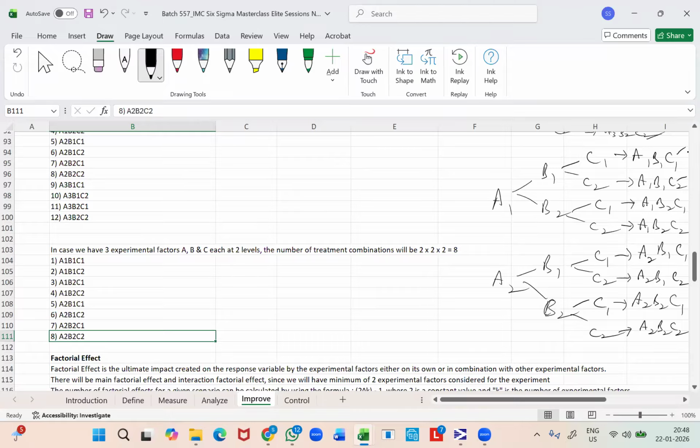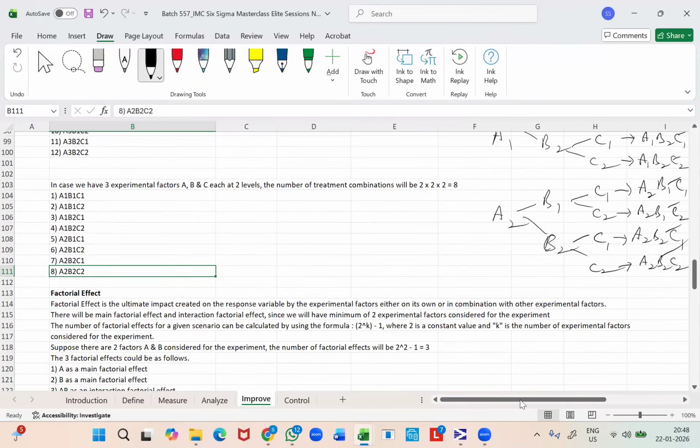So we have 8 treatment combinations. So 1, 2, 3, 4, 5, 6, 7, 8, right? When you create a structure like this, you won't be missing out any of the treatment combinations. So you can fill in all possible treatment combinations for a given scenario. So this is how we will arrive at the number of treatment combinations and also list down all possible treatment combinations, which is nothing but your experimental design. And this will be considered for conducting the experiment, right?